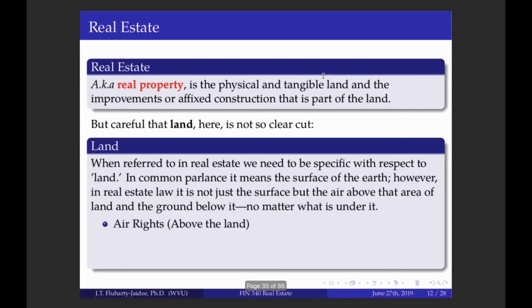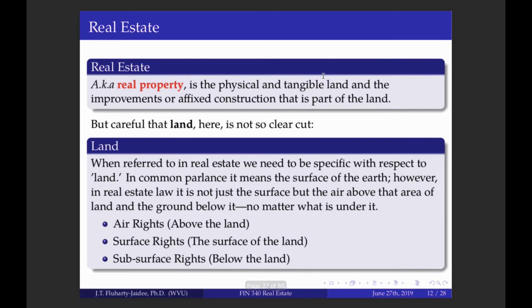Okay? So this is known as air rights, which are above the land, surface rights, which are the surface of the land itself and all of the homes and fixtures that are on top of that, and then subsurface rights, which sit below the land. This is generally mineral rights or water rights. We'll talk about percolation rights here in a little bit. But the rights for everything that exists under the land itself.